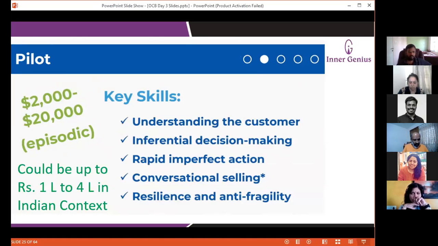First, you must understand your customer. You already have this: somebody says something, you infer and come to a decision. That's what we were talking about yesterday, as to what questions to ask and what questions not to ask, and when they answer, how do you come up with a solution? That's all about inferential decision making. Now, here is another concept: take rapid, imperfect action. I know there are a lot of things which I have not done very well right here.